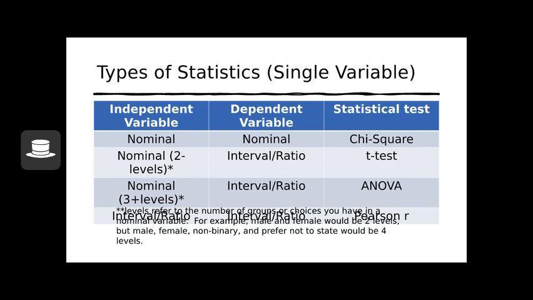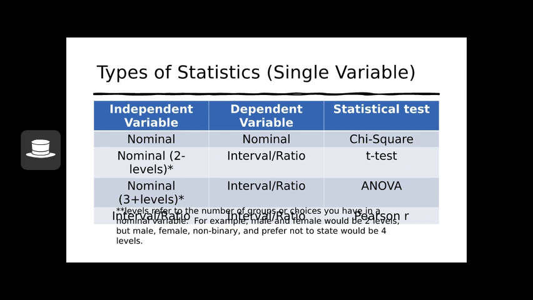Now, if I say male, female, non-binary, prefer not to state, right? That is four levels. Once I have three or more levels, once I have three or more categories, then I use the ANOVA. Finally, if I have an independent variable that is interval or ratio and a dependent variable that is interval or ratio, I use the Pearson R.